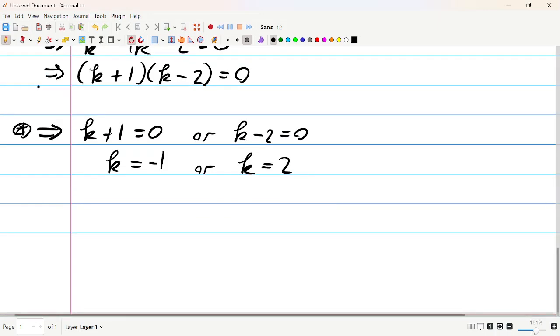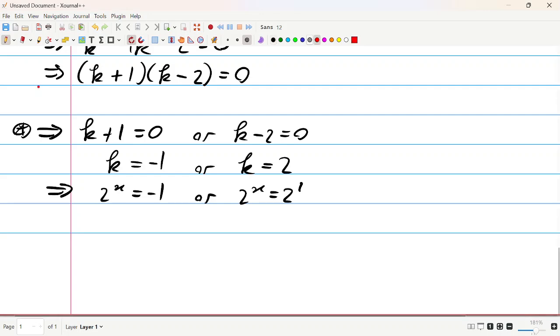So we remember that k is equal to 2 to the power of x, so we just say 2 to the power of x equals negative 1, or 2 to the power of x equals 2 to the power of 1. Okay, because now what we can see on the right hand side is that the bases are the same, and therefore that actually tells us that x is equal to 1. Because the bases are the same, we work with the exponents only.